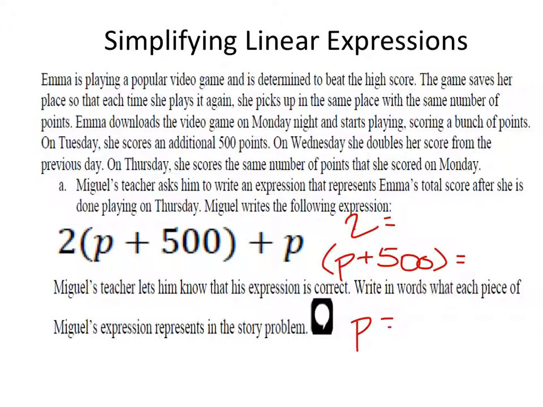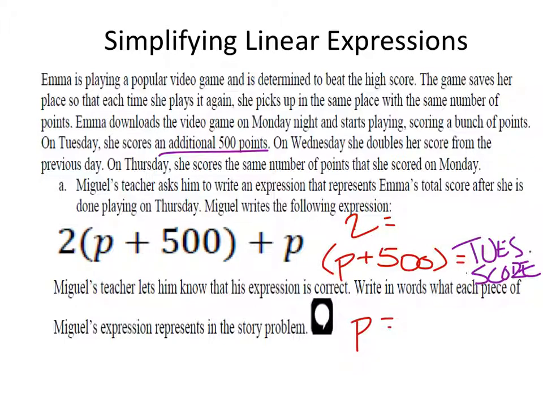So, p plus 500, where does it talk about 500 in this word problem? Yeah, very good. It's this additional point stuff right here. So, this would be Monday's score, and then plus 500, right? Which really, if we wanted to simplify that, that would be Tuesday's score at the end of the day. Does that make sense? That's what it says. On Tuesday, she scores an additional 500 points.